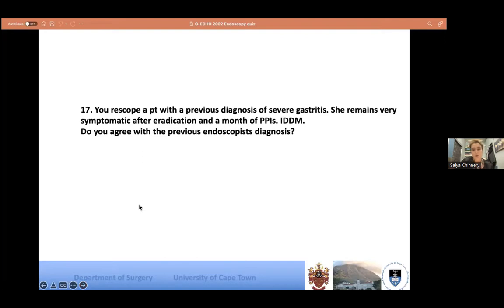Okay, you rescope a patient with a previous diagnosis of a severe pangastritis. She remains super symptomatic after eradication, and she promises she's taken it. She's also been on a month of PPIs. She is an insulin-dependent diabetic. And I'm going to ask you, do you agree with the previous endoscopist's diagnosis of severe gastritis? Let me show you the video.